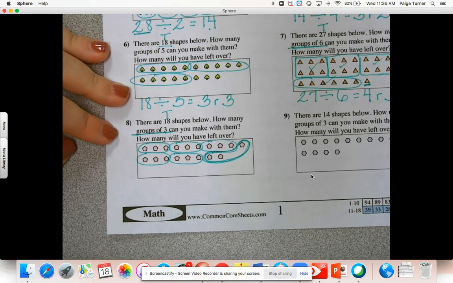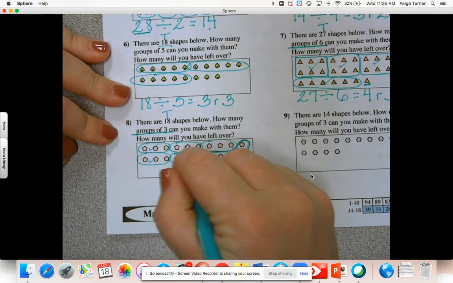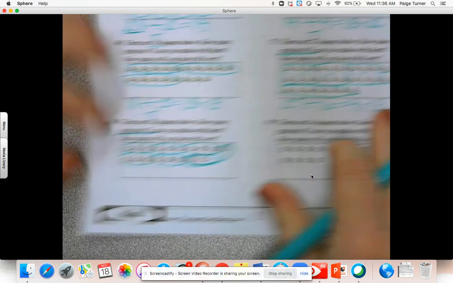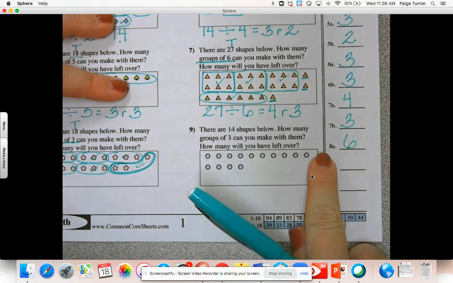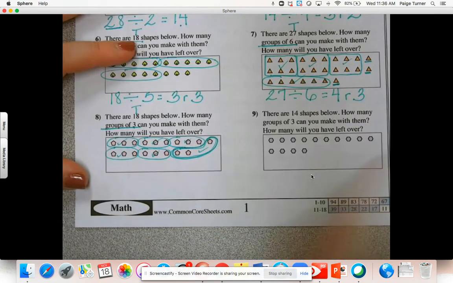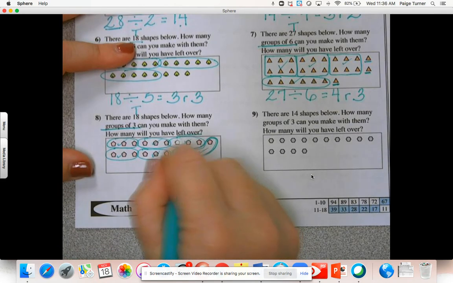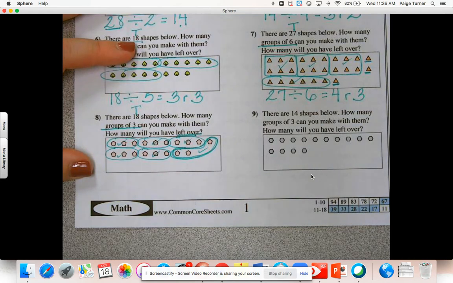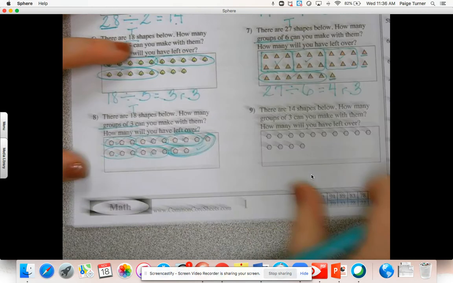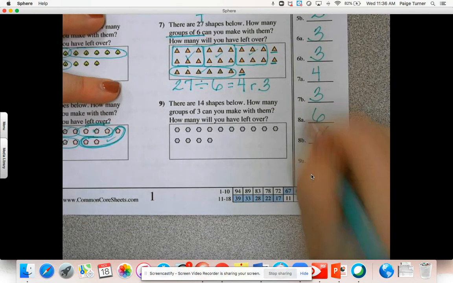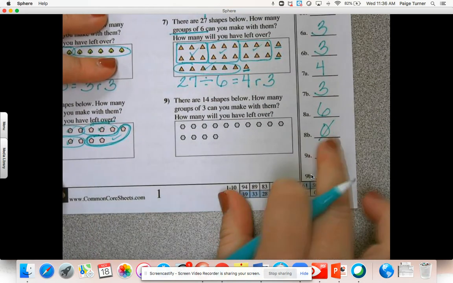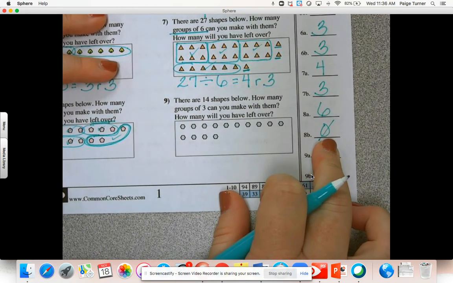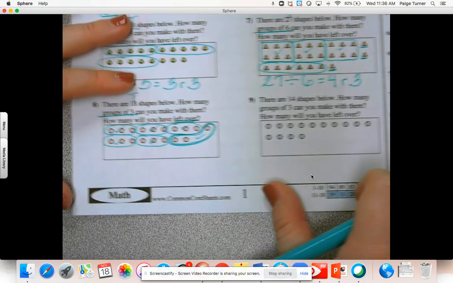All right, so how many groups did we make? 1, 2, 3, 4, 5, 6. So we just made 6 groups. So the answer to 8A is 6. And then look, how many shapes were left over? We didn't have any shapes left over, right? So that would be 0 for 8B. We did not have any shapes left over. So that tells us there is not a remainder because we didn't have any shapes left over.